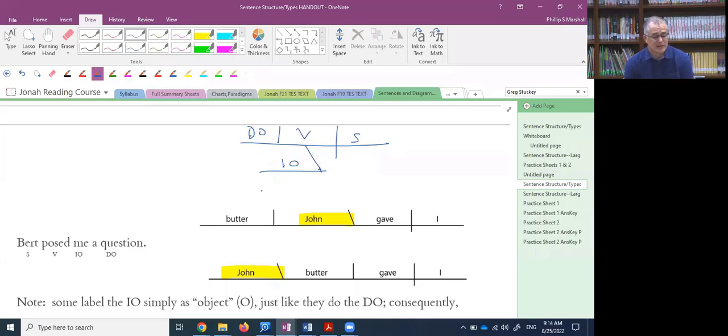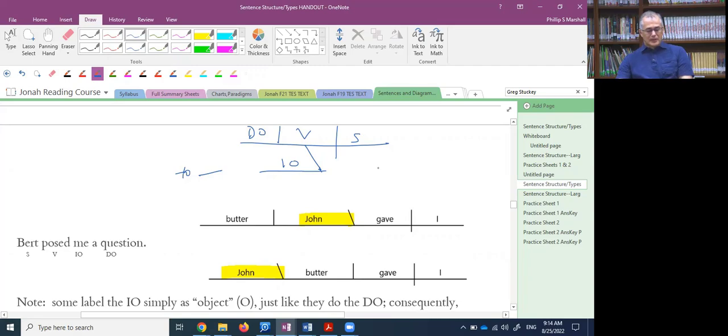This does make sense at some level, especially because much of the time in English, indirect objects come in the form of the word to someone, right? And that is technically a prepositional phrase, and we usually put a prepositional phrase under the baseline.